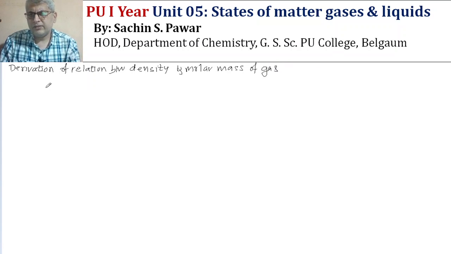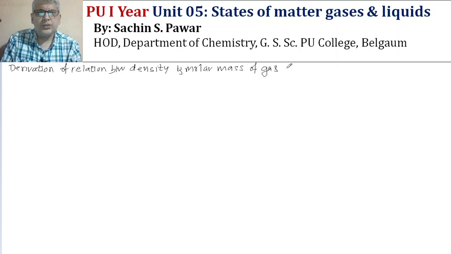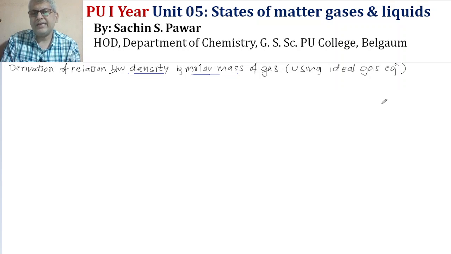This is a 3 marks question. They may ask this question as it is, or they may say using the ideal gas equation. So let us derive this. We need a derivation of the relation between the density of the gas and the molar mass of the gas.